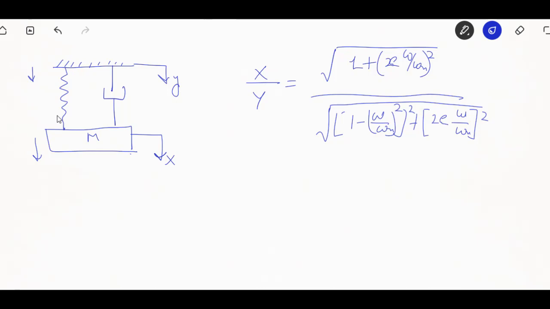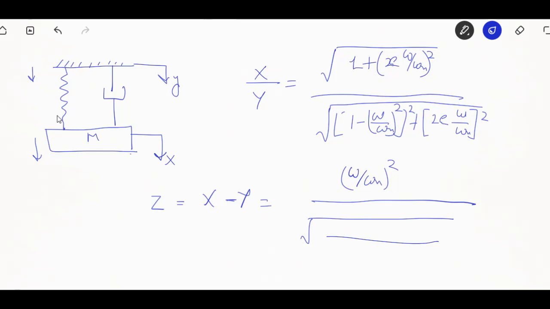Now if we talk of relative amplitude, as we all know this is going to be x minus y, right? Now let us say this parameter be z. So we can get into the formula, that is, how we can calculate it. Now the final result is clearly dependent upon omega by omega n, and the base part remains the same in each and every question, so we all know it.